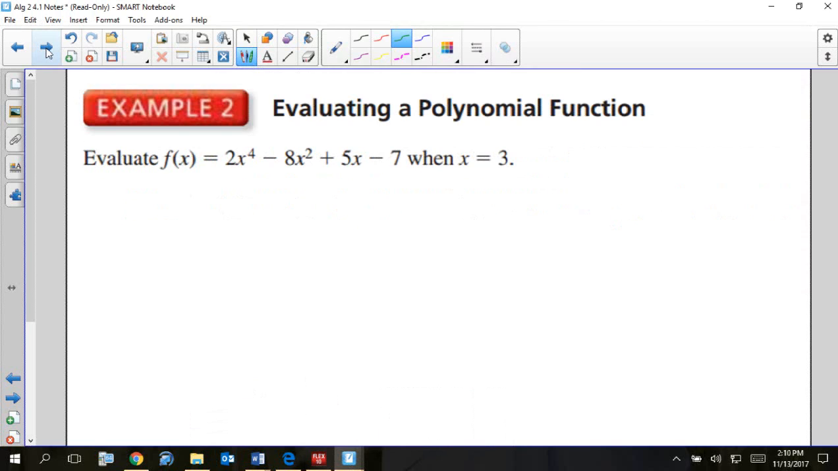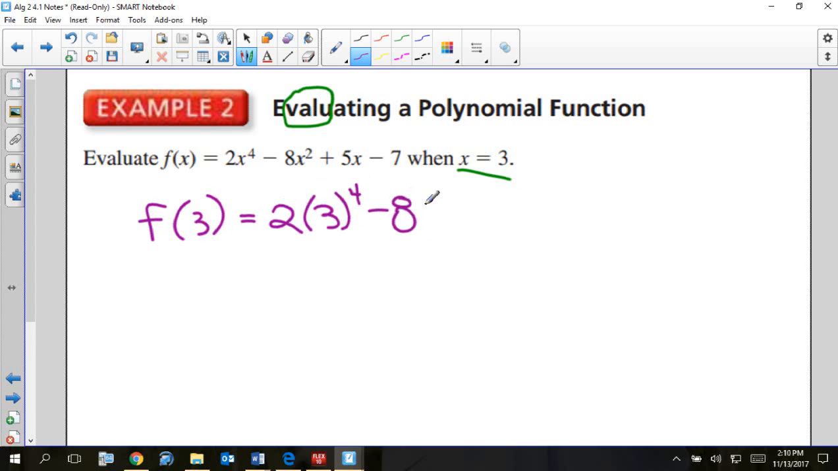All right, example 2 says evaluating a polynomial. So evaluating means to find a value. We're going to have one number. This says we're going to find a value when x equals 3. So you are going to have to show at least one step. So your work should look like this. F of 3, wherever there's an x, I'm going to make it 3. Equals 2 parentheses 3 to the 4th minus 8 parentheses 3 squared plus 5 parentheses 3 minus 7.